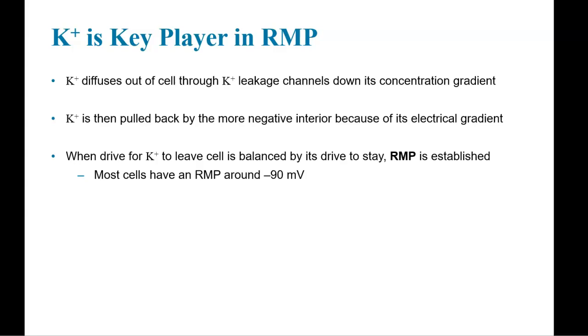Just to review, potassium moves down its concentration gradient. So it goes from the inside of the cell out to the outside of the cell. And by doing that, it's making the inside of the cell more negative at the cell membrane. And then that will draw potassium back in because of the electrical gradient. And when the drive for potassium to leave the cell is balanced by its drive to stay, then resting membrane potential is established. And that would be around -90 millivolts.